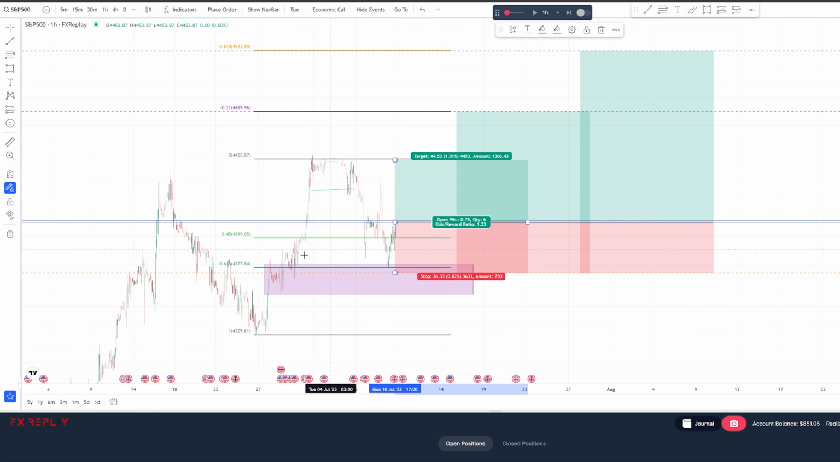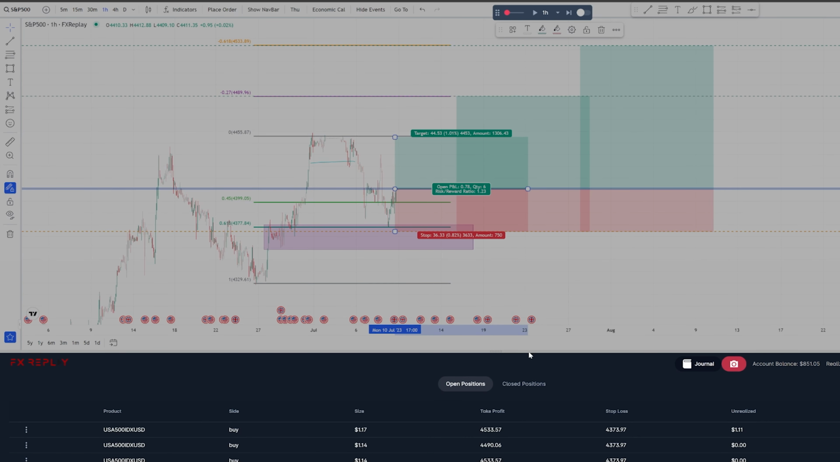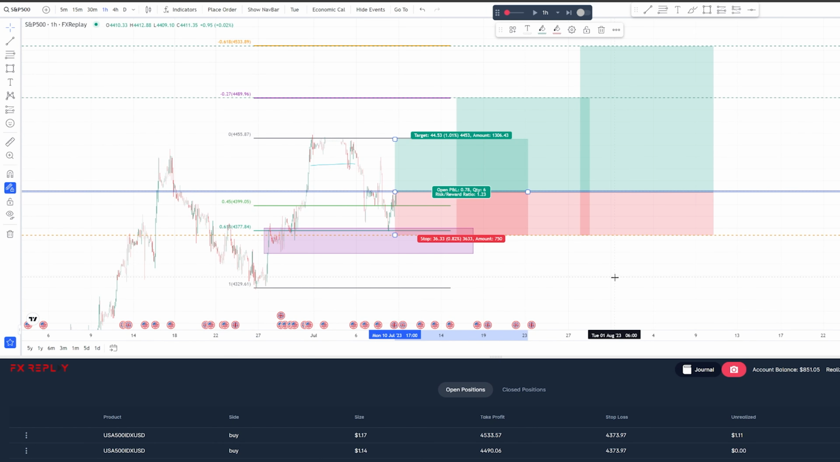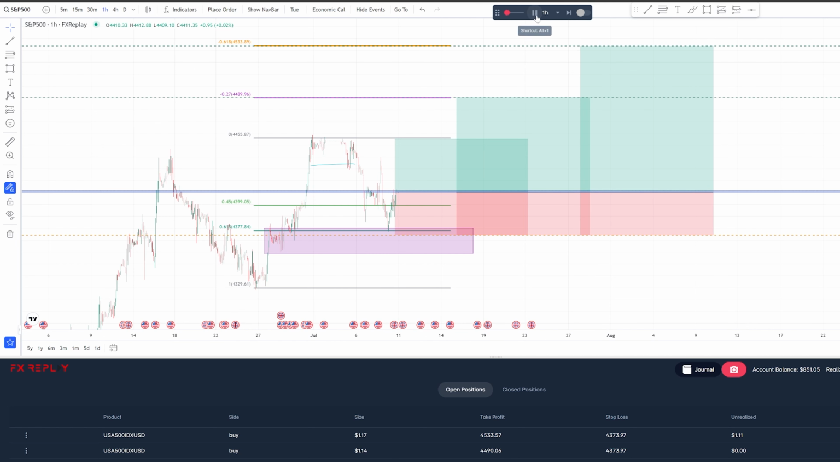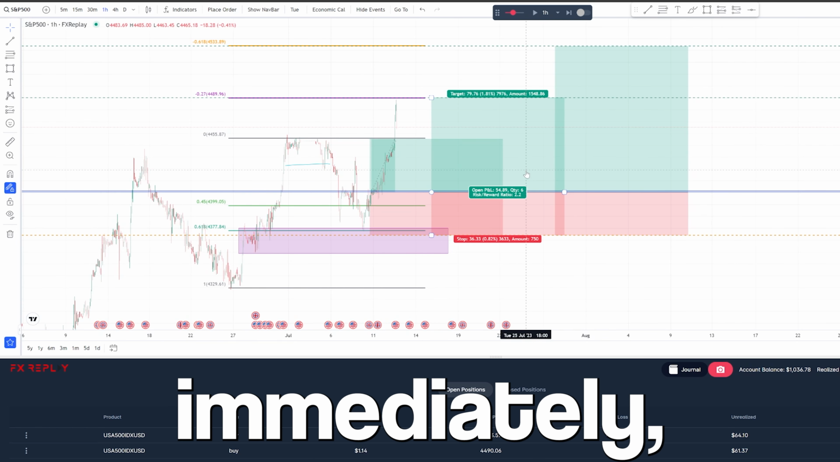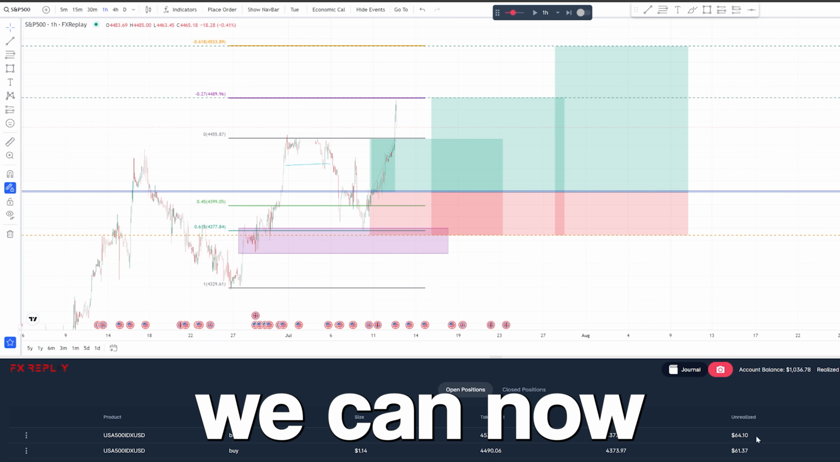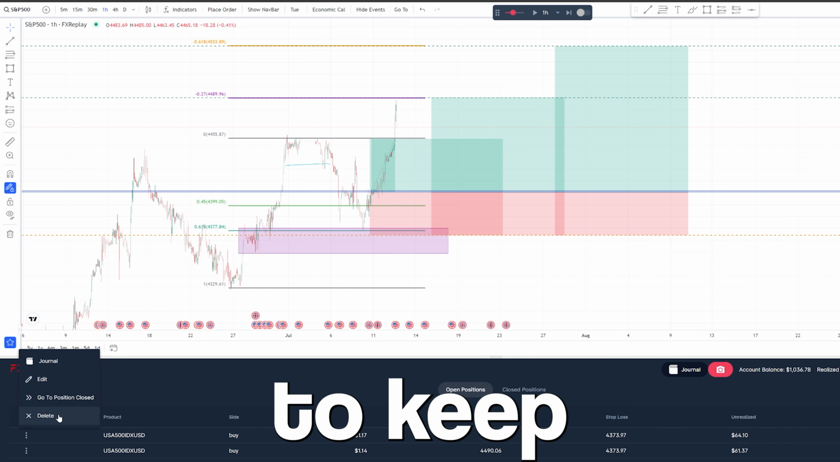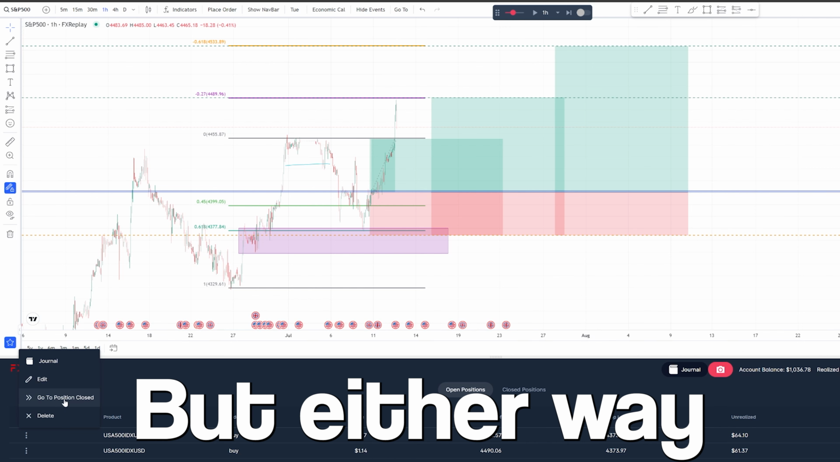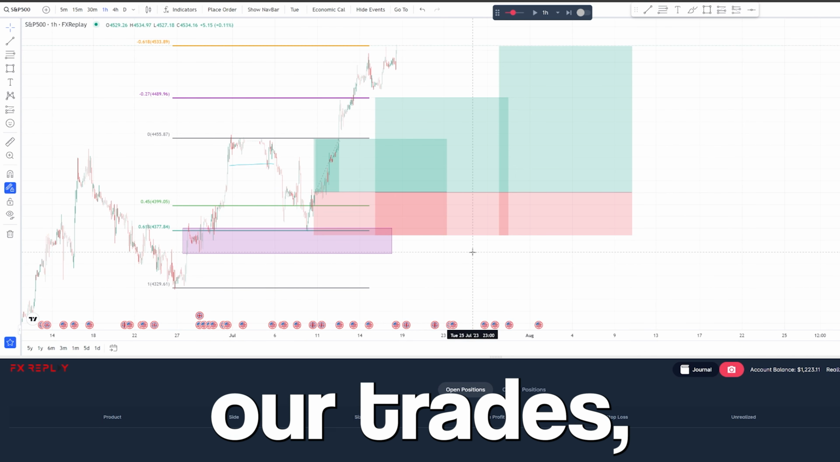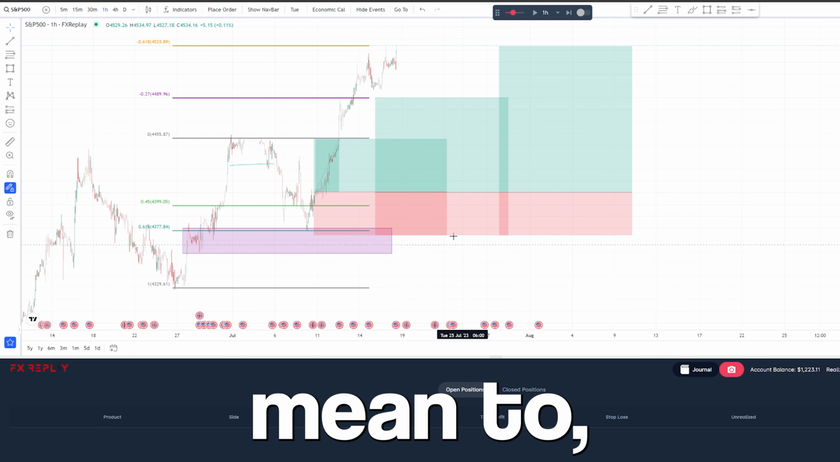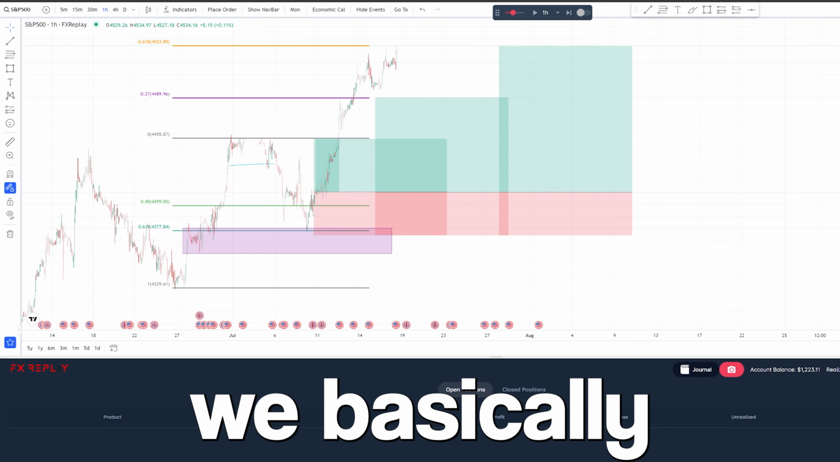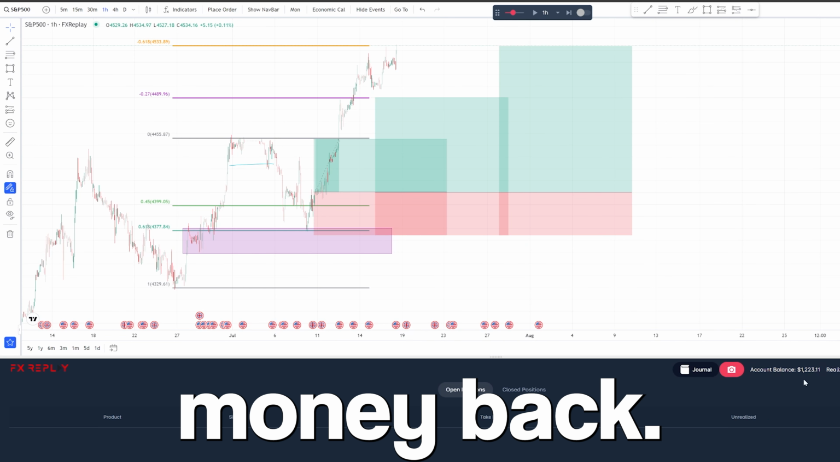The only one that is not aligning right now is this first one here, but we're going to exit out of that trade. And once again, you can see all of this down here, which is a simulation of if you were trading real money. So let's go ahead and play. So immediately TP1 smash. We can now exit out of that one trade if we choose to, or we can decide to keep riding this trade. But either way it goes, if we want to close out our trades, which I clearly didn't mean to, but we did, either way it goes, we basically made our money back.